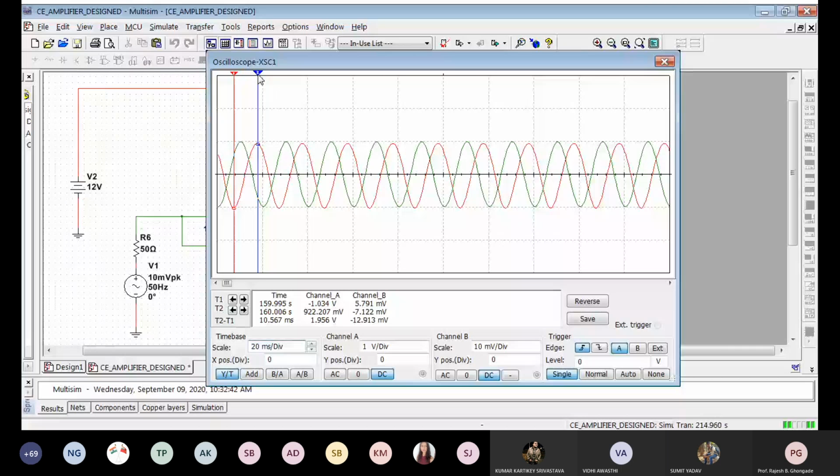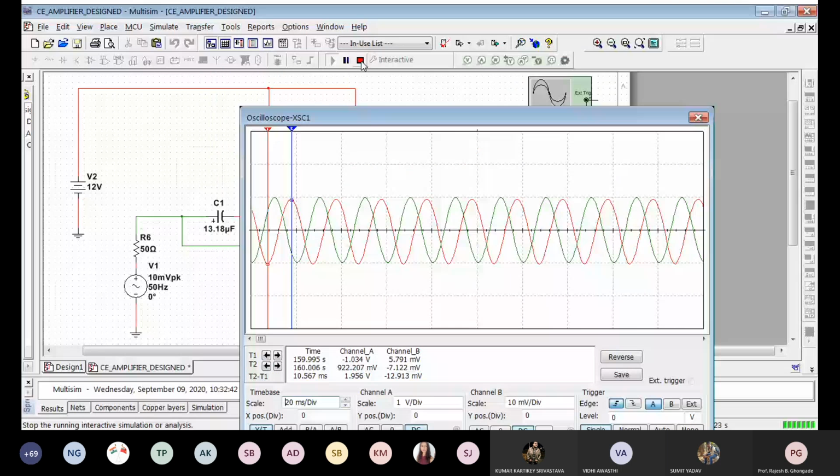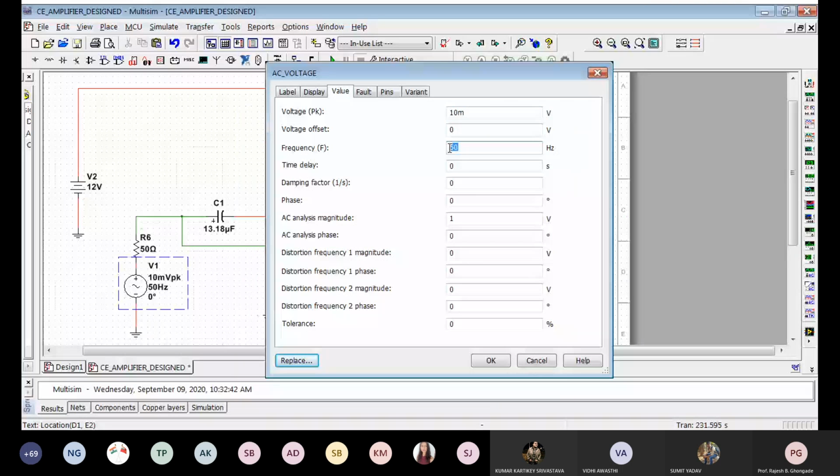This is nearly 2 volts, and your input was peak to peak 20 millivolts. So the gain is exactly 100. Got it? Yes, sir. Okay. Now let us find out whether the same thing happens at the upper cutoff frequency, 20 kilohertz.